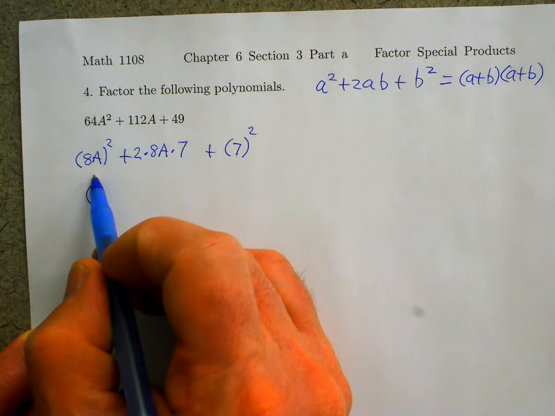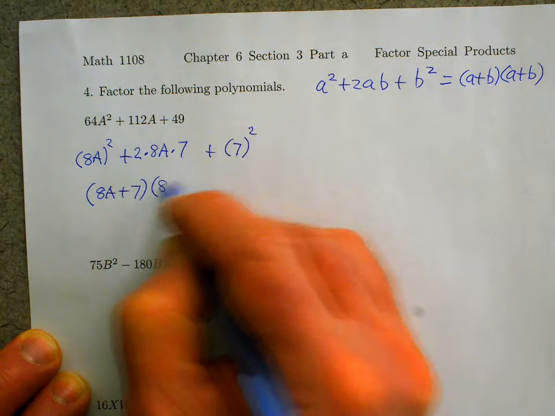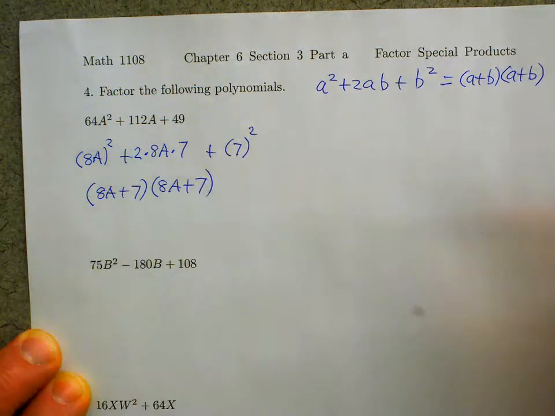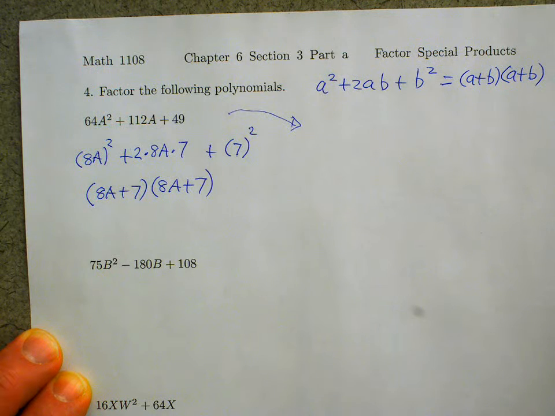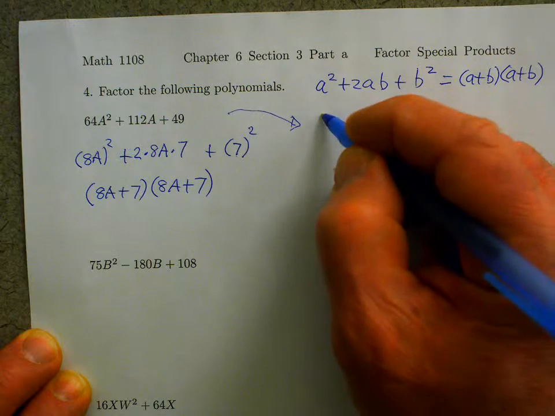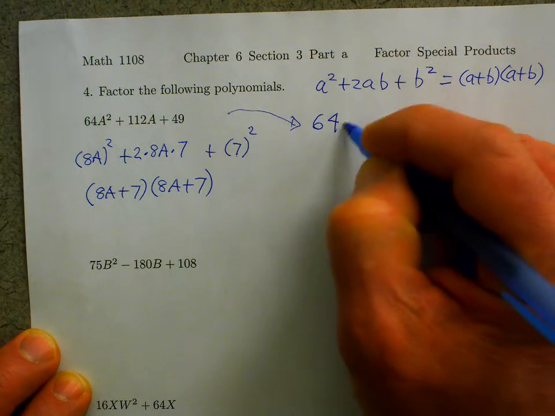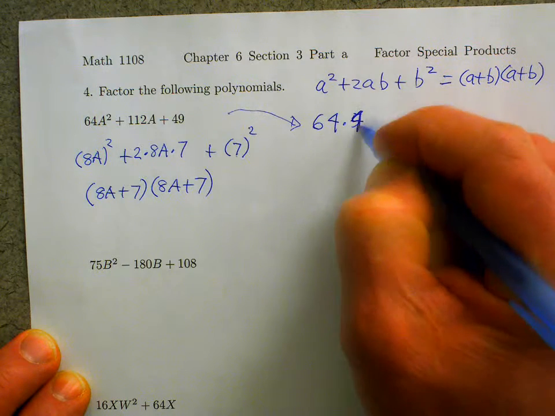So in this case, 8a plus 7 times 8a plus 7. If you follow the AC method closely and correctly, you can factor this using the AC method. So the first step would be to multiply 64 times 49.